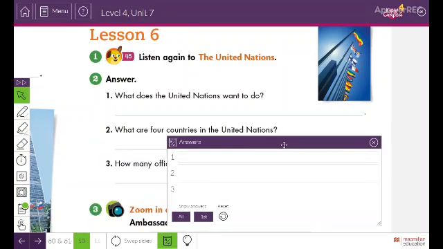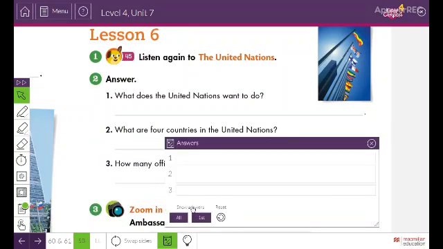Okay, now we go to lesson 6. What does the United Nations want to do? They want to make the world a good place for everyone. So the point is they're trying to keep the peace among the countries. I know there are still wars among the countries, like in Iran or in the Middle East countries, but they are still working hard to keep the peace.